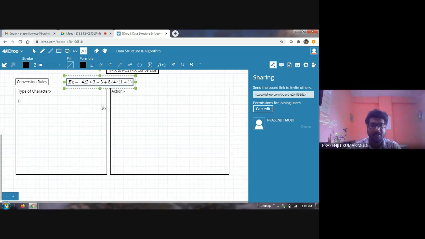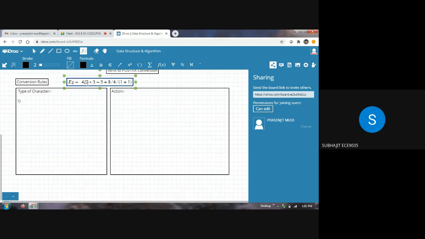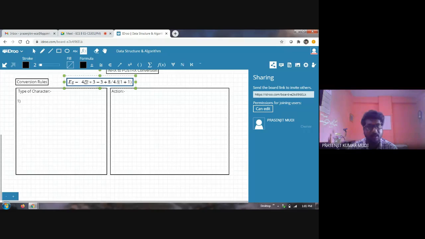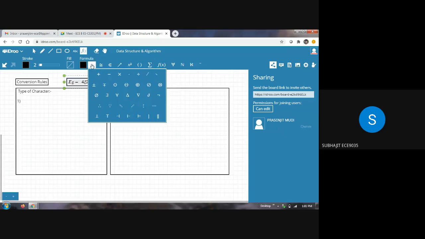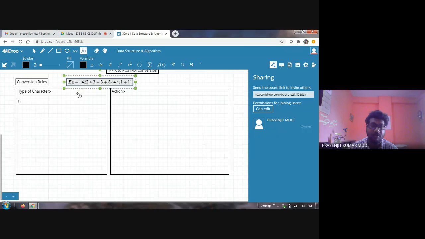Okay. So this is an expression in infix form. You know the dollar sign means exponentiation, power. Okay, 4 exponentiation 2 means 4 to the power of 2.